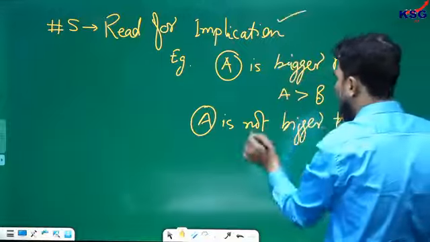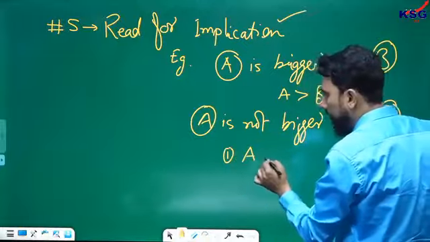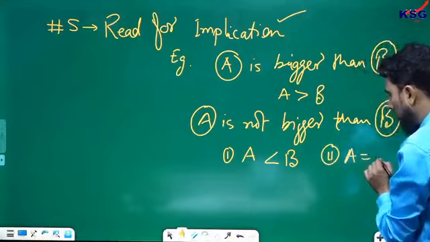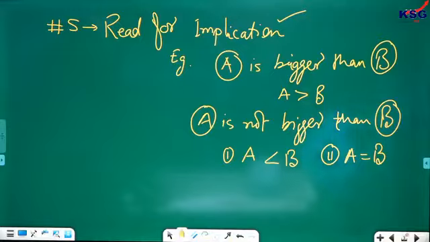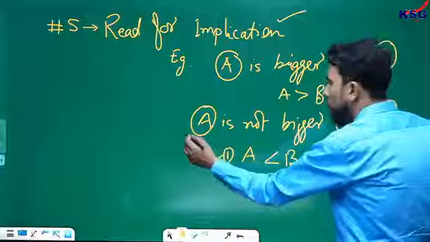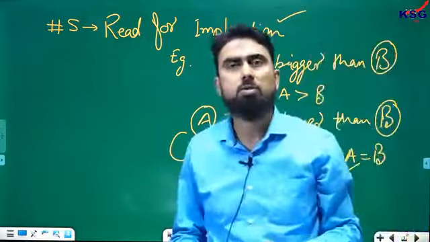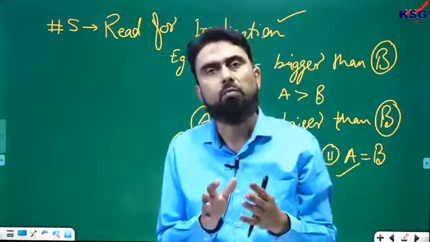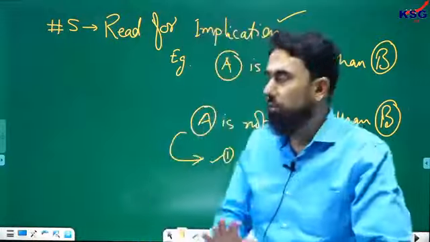So reading for implication, like A is not bigger than B, means that there are 2 possibilities. Number 1, A could be smaller than B, and number 2, A and B could be equal. For both conditions are satisfied with the statement that A is not bigger than B, if they are equal, or A is smaller. So these are the 2 implications of this statement. So some statements have just a single meaning, some statements where more than one meaning comes out. There is a possibility, you must be careful and then evaluate. Both meanings should be kept in mind. So just don't go ahead with one meaning.